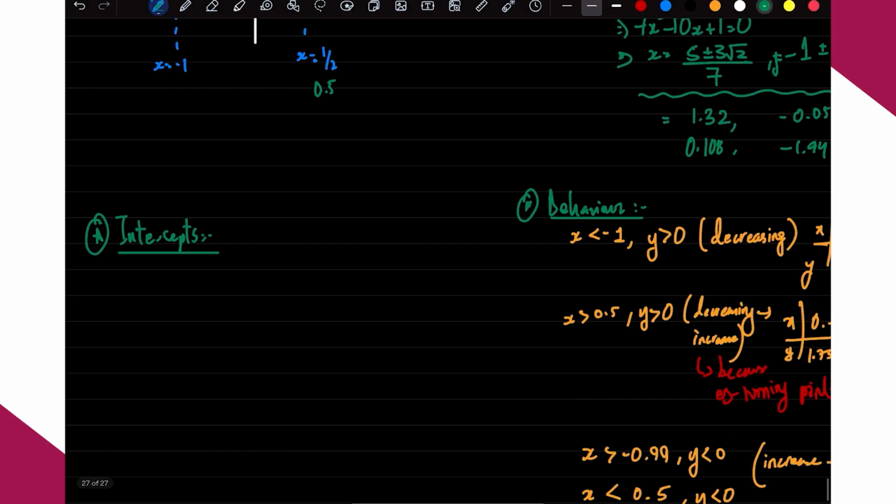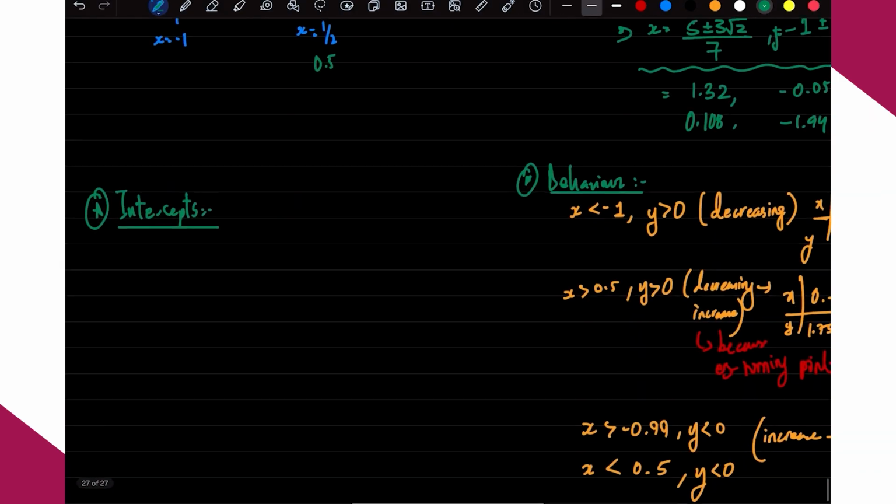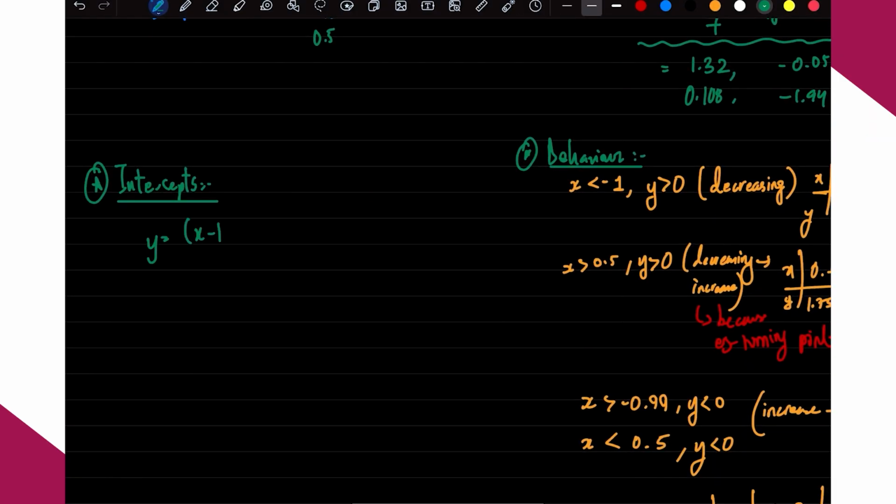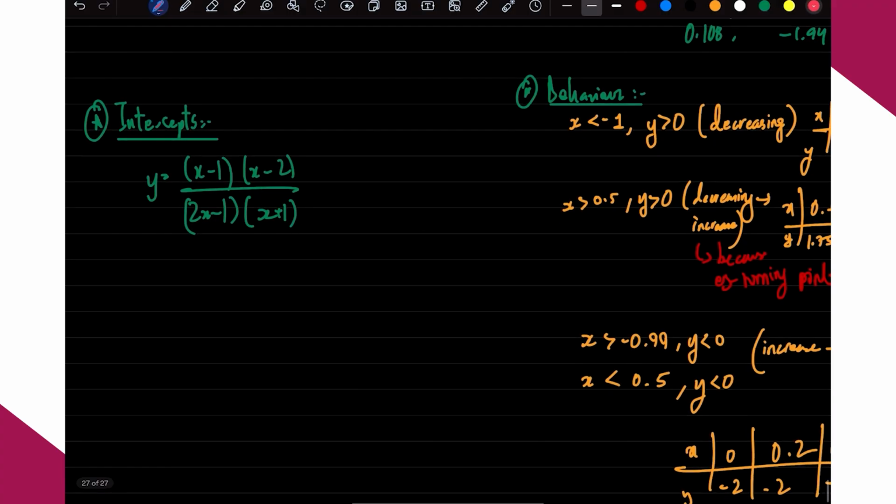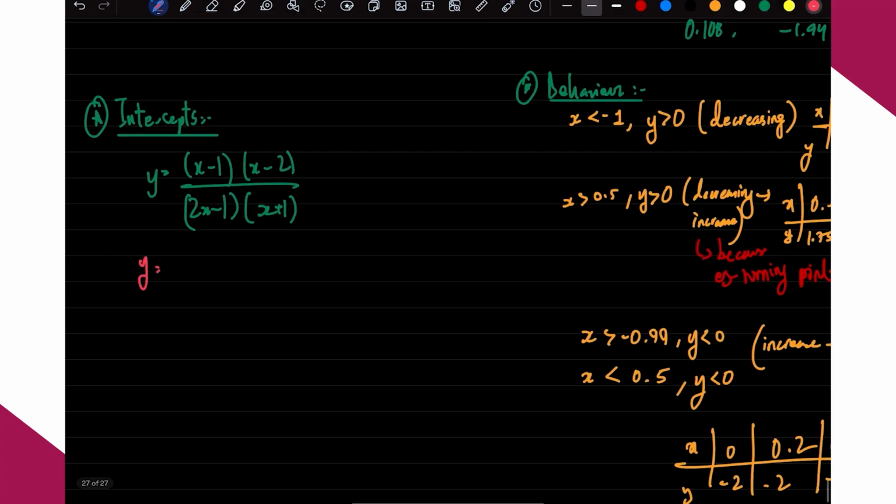So we have y equal to (x-1)(x-2) over (2x-1)(x+1), right? I'll take the math from my computer. So for intercepts, when y is equal to 0, we cannot take the denominator equal to 0 because that's invalid, so we're not going to do that. We're just going to take the top. So we have two intercepts, x is 1 and x is 2.